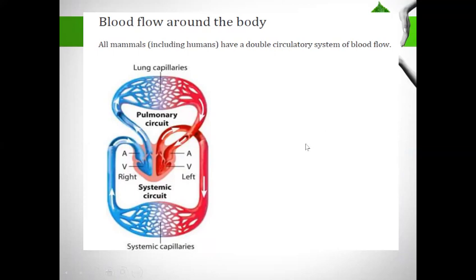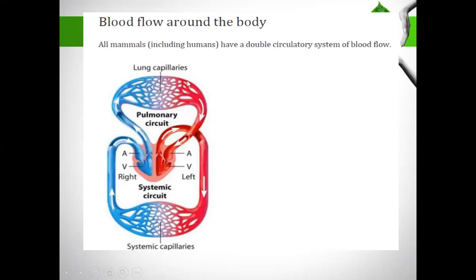You can see the atrium and ventricle, and the atrium and ventricle on the left side. Now there are two types of circulation which I want to explain here. One is called the pulmonary circulation. Another we call the systemic circulation. Pulmonary circulation is between the heart and the lungs, and the lungs and the heart. The blood goes to the lungs through the pulmonary artery, and this blood circulation is between the right atrium and the lungs.